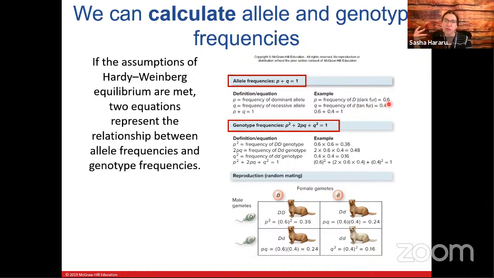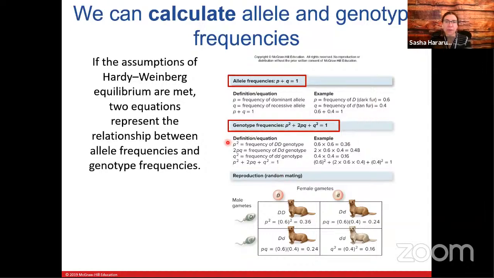So 60% of all alleles are going to encode for dark fur. And the frequency of the alleles for tan fur correspondingly is 1 minus 0.6, or 100% minus 60%, which is going to be 40%, or 0.4.